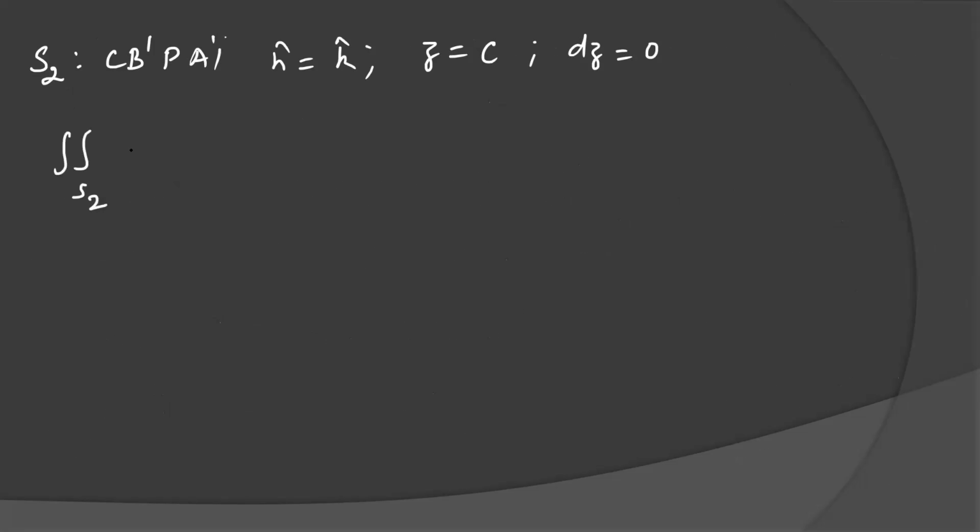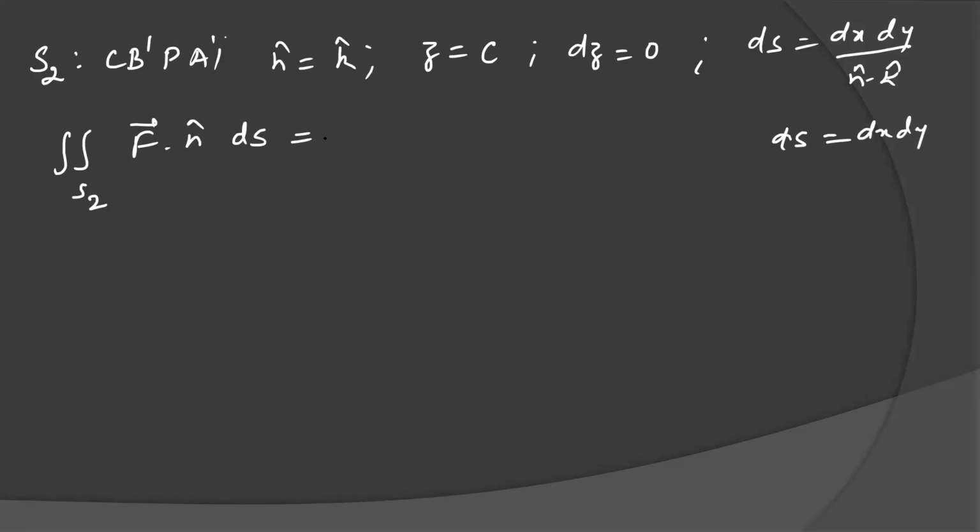Similarly, if you take the S2 surface, that is CBPA, your n cap is actually plus k cap, and z is fixed there because you are getting the height. That height is constant, z equal to c, but dz is going to be 0 again because the derivative of c is 0. So for the second surface integral, F dot n cap ds, here ds will become dx dy over n dot k cap, so ds will become dx dy. Limits of x and y are fixed, x from 0 to a and y from 0 to b.